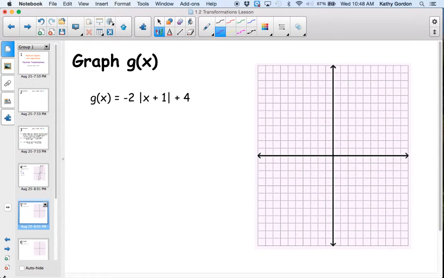All right, so what do we want to do first? Even before that, identify the parent, okay? Just so we know what we're dealing with. So what's our parent? Absolute value of x, right? Who thinks they can come draw it? Absolute value of x. Parent function. What's it going to look like? Okay, go.